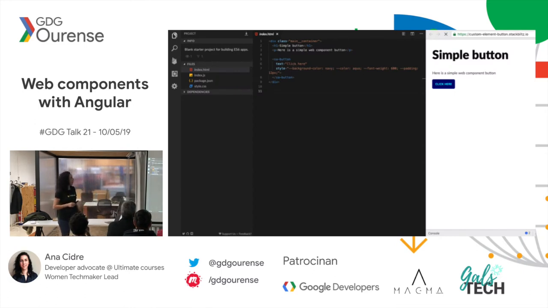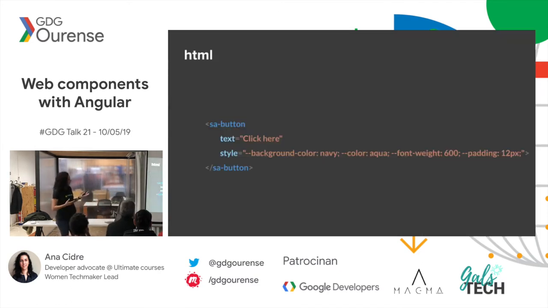So this is a very simple button I created. We're going to see the code in a second. And this is a web component which I called SA button. This would be our web component, and as you can see, there are 2 attributes: text, which is a custom attribute that I gave it, and style.